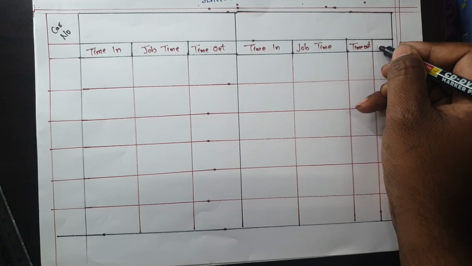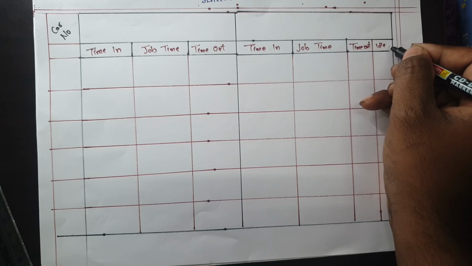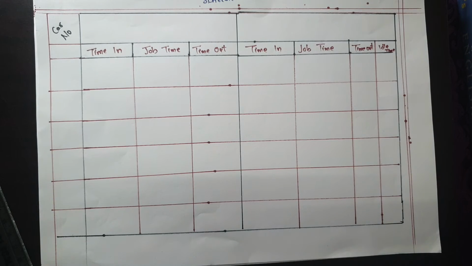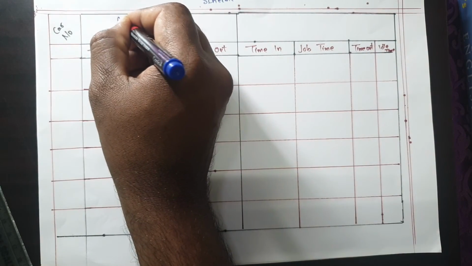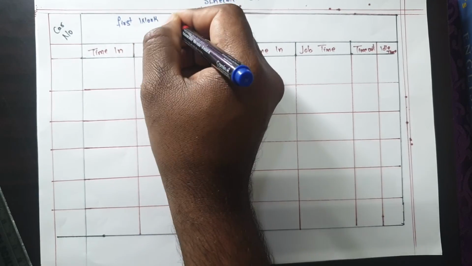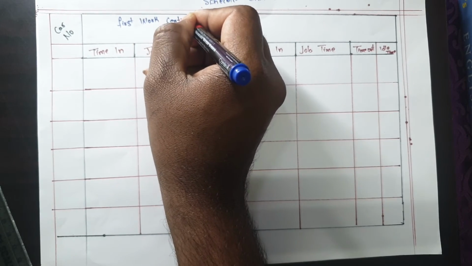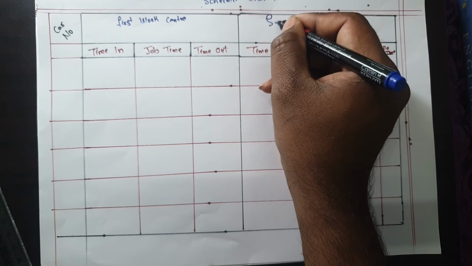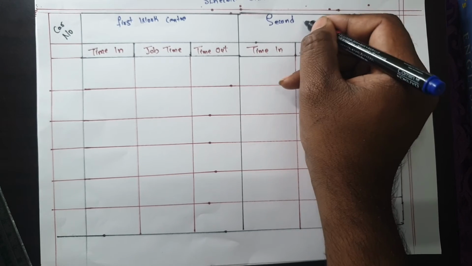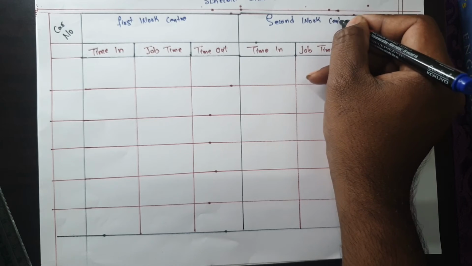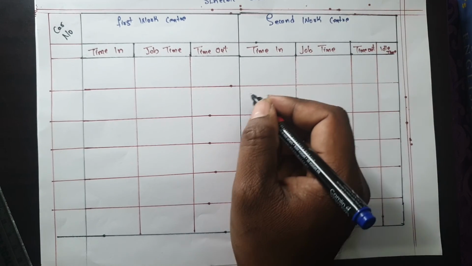After that, idle time. After that what will be there? Idle time. You have to remember the idle time. After that, here you have to write first work center. Here you have to write second work center, first work center and second work center.